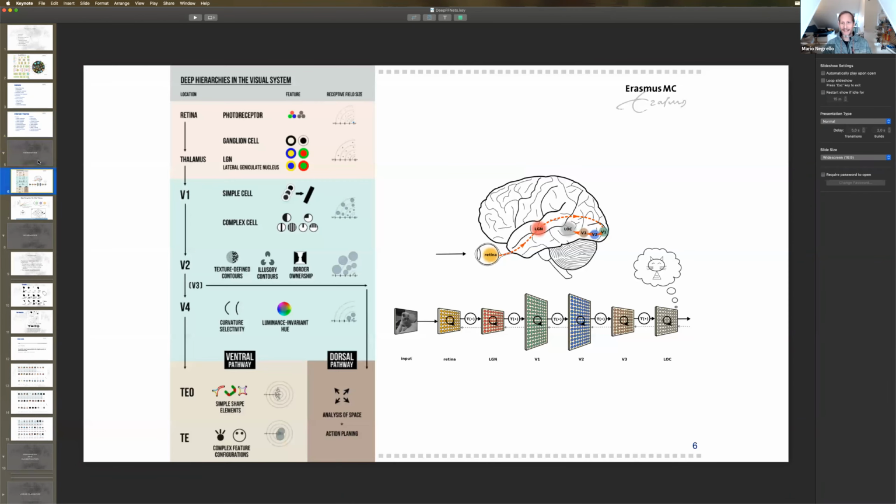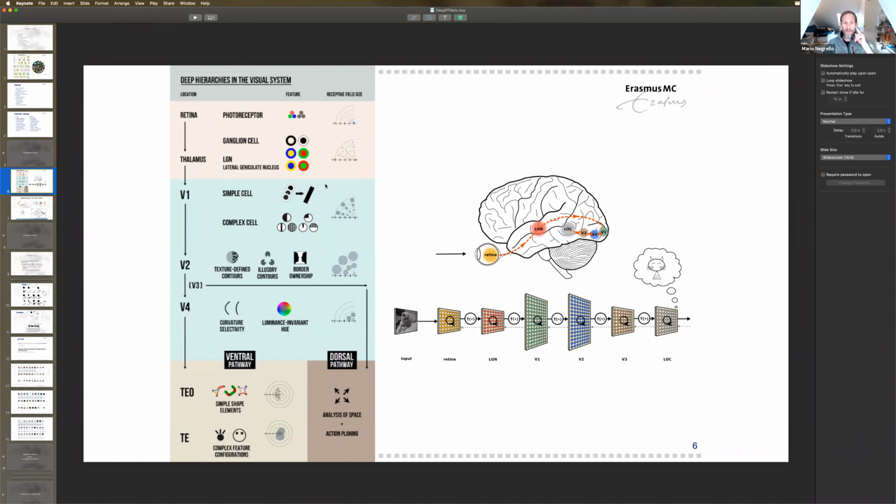And so the kinds of hierarchies we have in the brain, I mean, we've measured them from the retina on the left side here. We have from the retina to the thalamus to V1, V2, V4, TEO, temporal extrastriate orbital cortex, and TE. So the ventral pathway, basically, so we're going temporal, and then the dorsal pathway. So indeed, this is then the analysis of space and action planning. But up to V4, they share that.